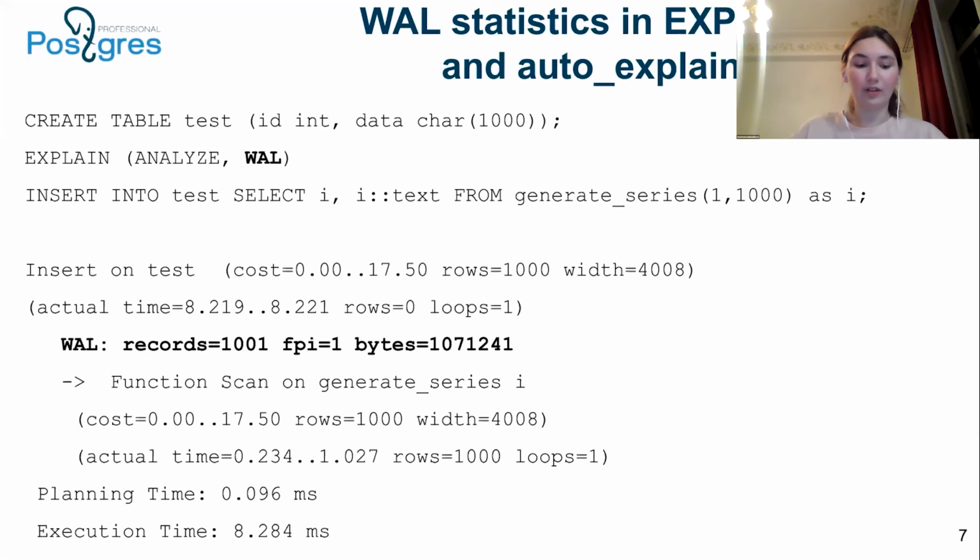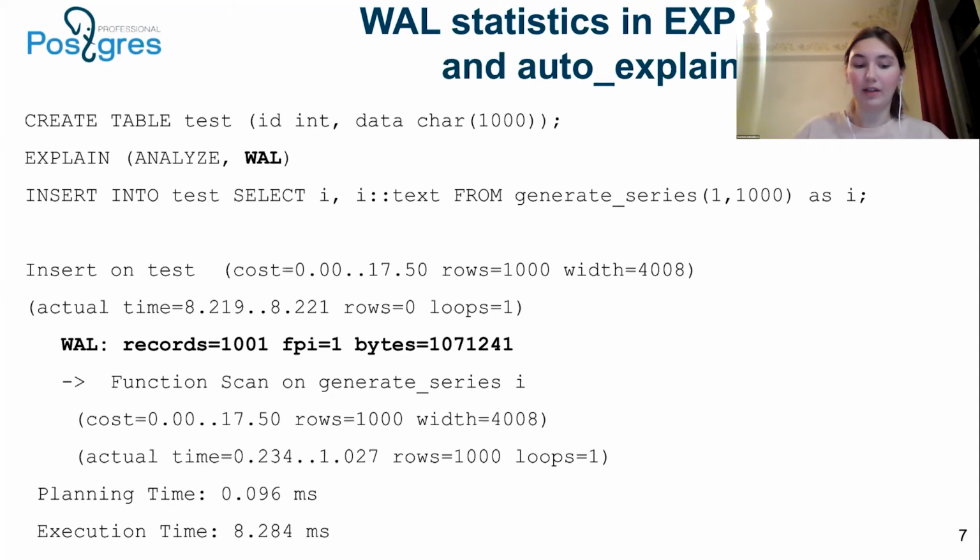Next feature is WAL usage statistics. Write-ahead log is a crucial component needed for database system durability. It is also used for physical replication, so it's important to monitor its state. Starting from version 13, one can explore WAL usage per query using, for example, the EXPLAIN command.